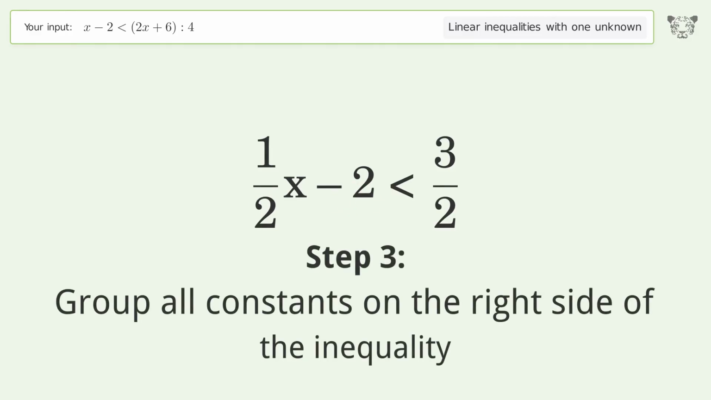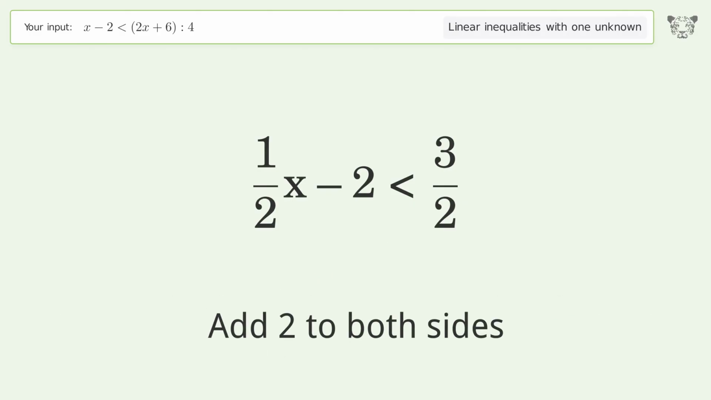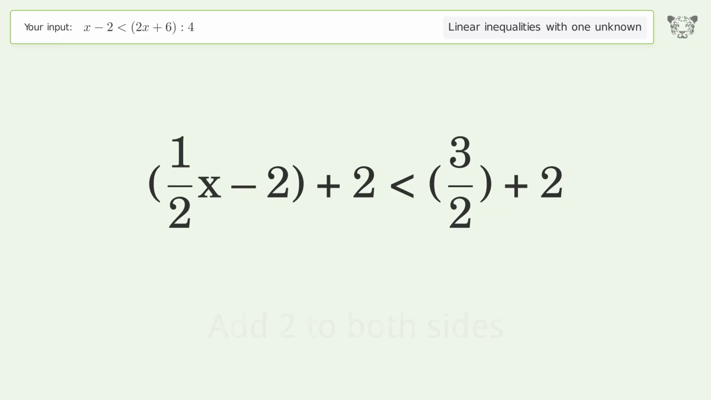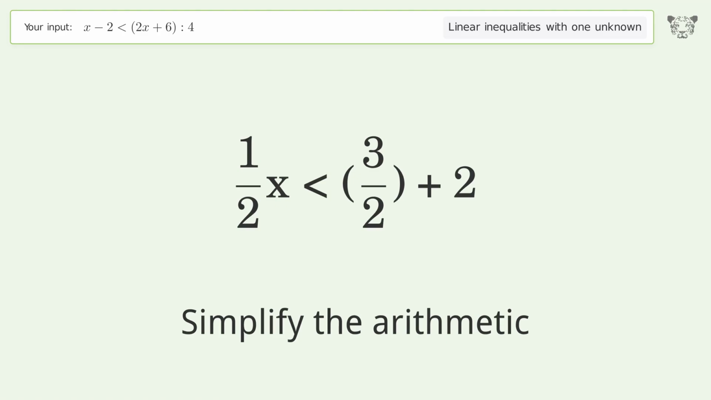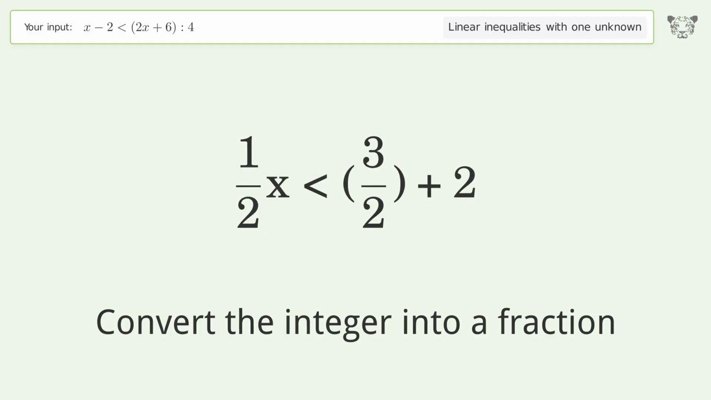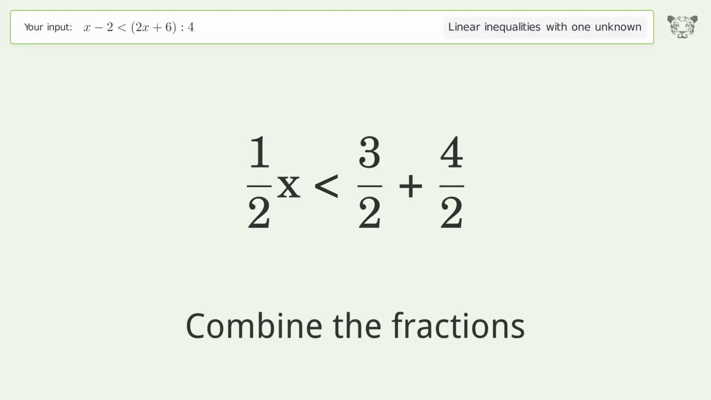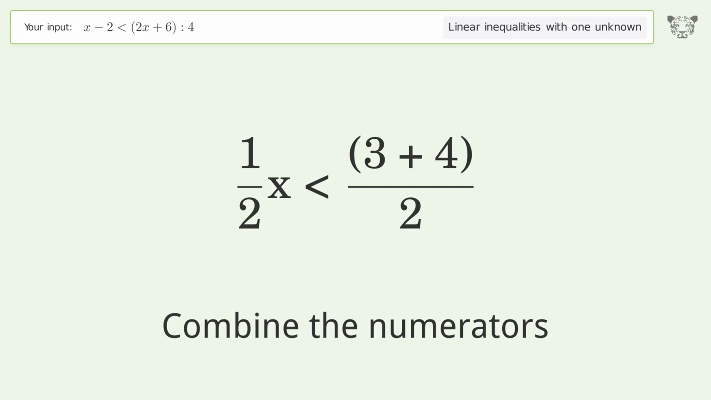Group all constants on the right side of the inequality. Add 2 to both sides. Simplify the arithmetic. Convert the integer into a fraction. Combine the fractions. Combine the numerators.